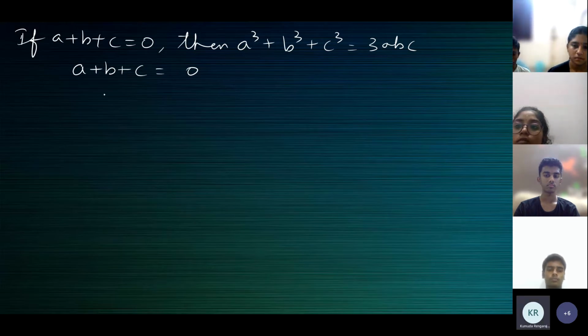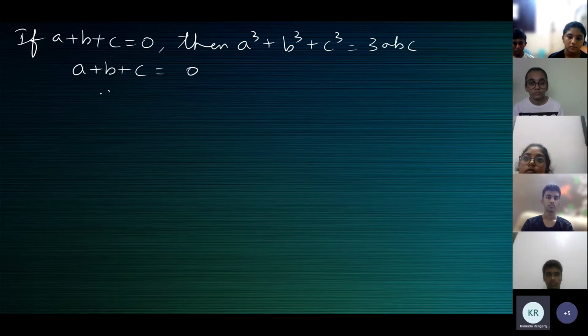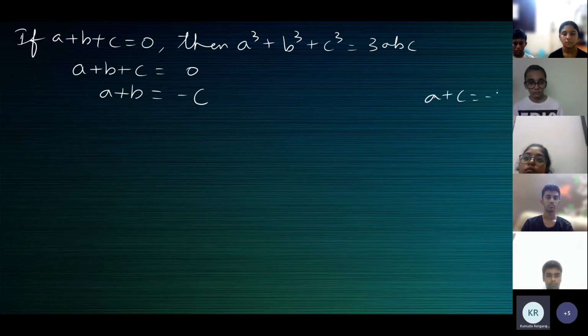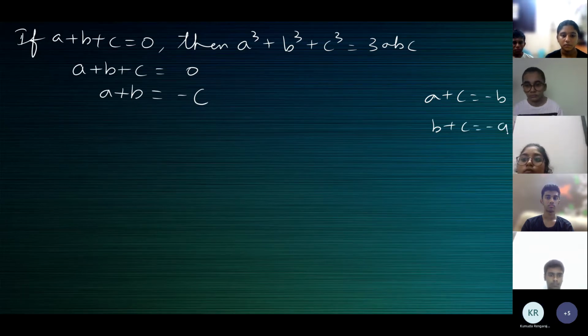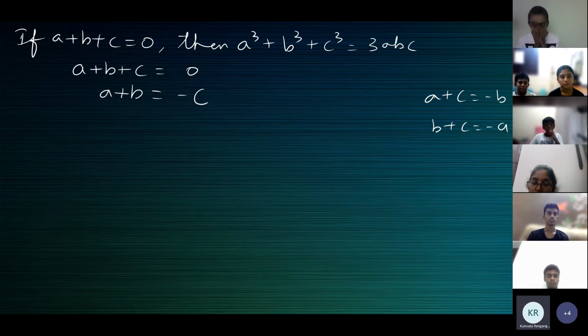Write down the equation given: a plus b plus c is 0. Next step is you transpose a, or b, or c. Say I transpose c to the other side. Then I'll get a plus b is equal to minus c. You can also write a plus c is equal to minus b, or b plus c is equal to minus a, correct? Of the three terms, you should take one of them to the other side, whomever you choose. I have taken c to the other side, so it becomes minus c.